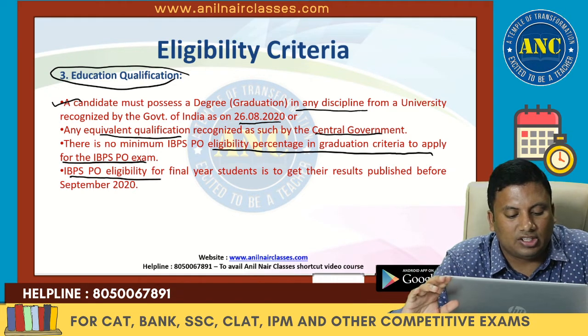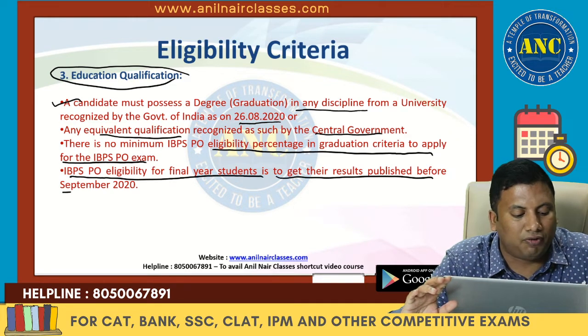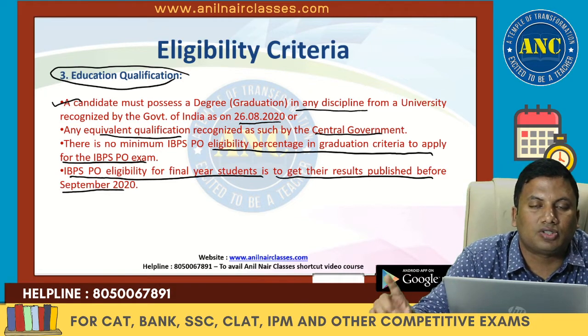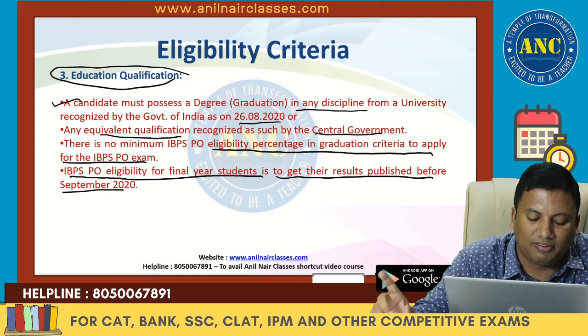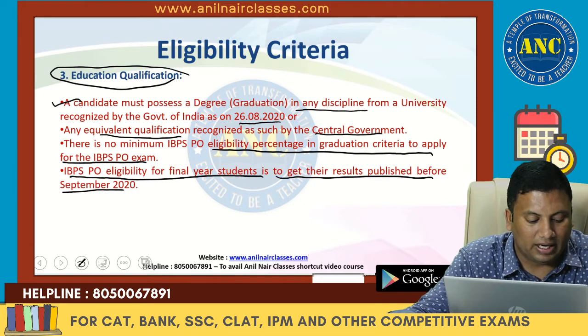IBPS PO eligibility for final year students: they must get their results before September 2020. Before September 2020, if you get the results, IBPS PO final year students are also eligible. I hope it is clear.